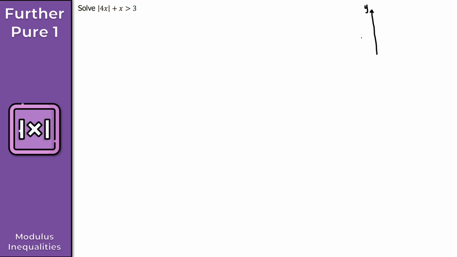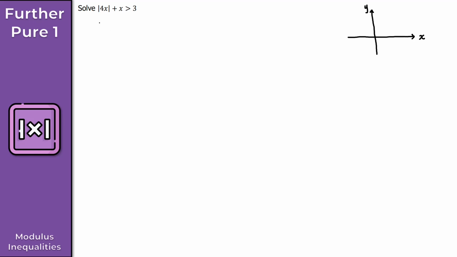That's my y-axis, and this here then is my x-axis, like so. So what do we actually want to sketch here? Well, what I want to sketch here is y equals the modulus of 4x plus x. Now, straight away, that's a problem. Trying to sketch that is not the easiest. So the way that I overcome this problem here is to start by subtracting x off both sides.